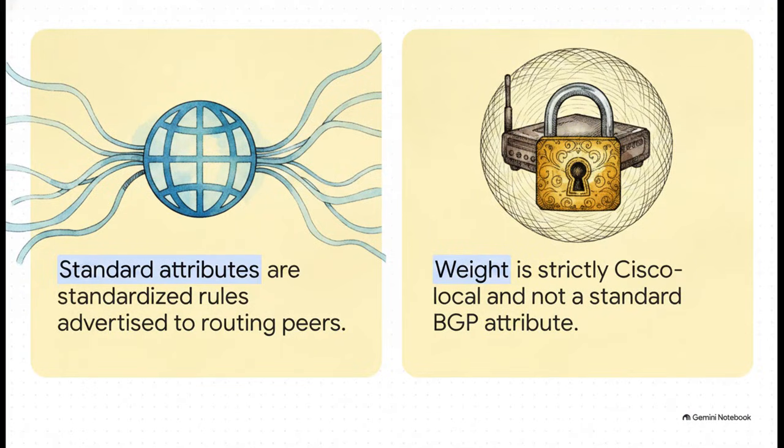Now, what's really interesting about this is the stark contrast we're looking at here. You've got your standard BGP attributes, right? These are standardized rules advertised to routing peers all across the internet. But weight is a completely different animal. As the source notes, weight is not a standard BGP attribute at all. It's highly proprietary and strictly what is known as Cisco local.